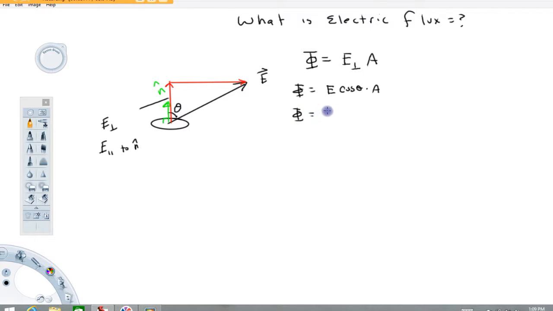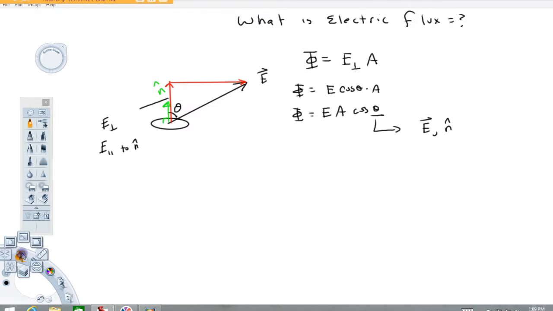When I write this in class, typically what I write is EA cosine theta, where theta is the angle between the electric field vector and the unit normal. So that's what electric flux is. I want to talk a little bit about what it describes.